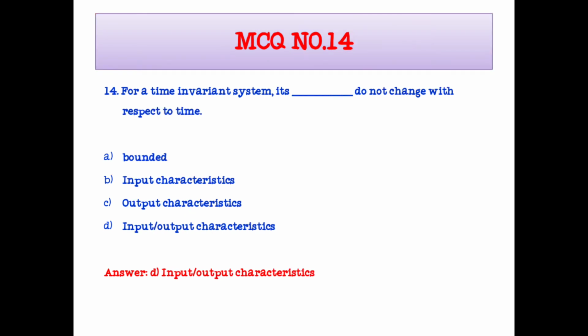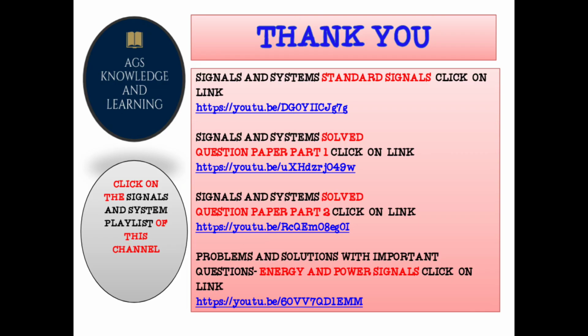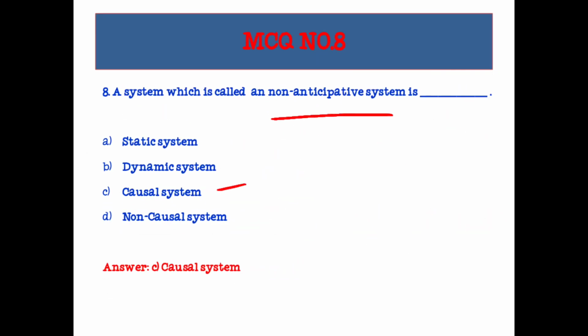For a time invariant system, its dash does not change with respect to time. Its input characteristics, output characteristics. Input as well as output characteristics do not change with respect to time. So these are the MCQs I have taken.